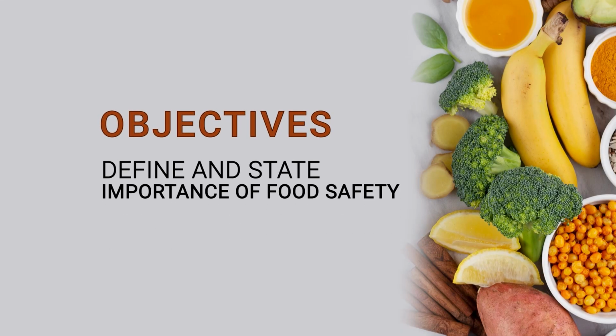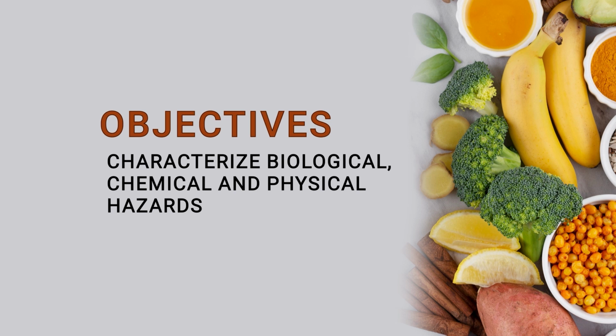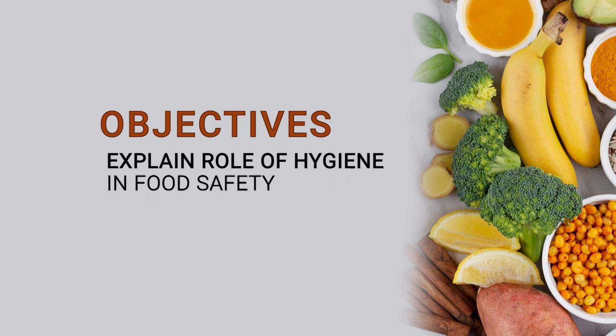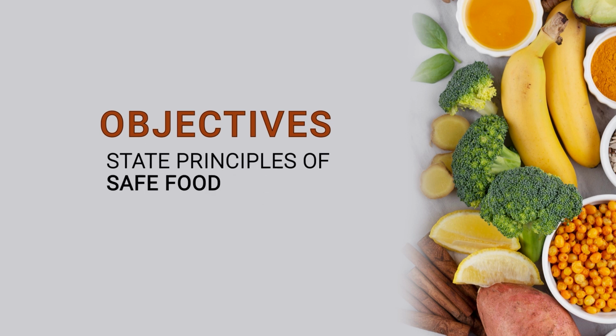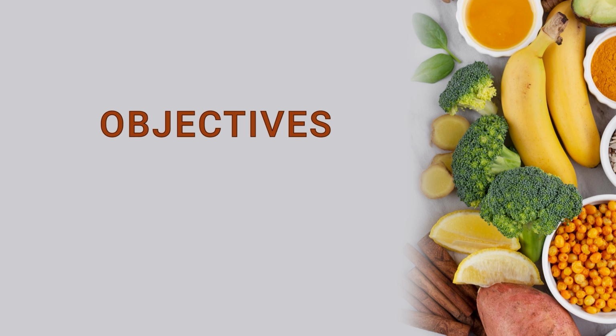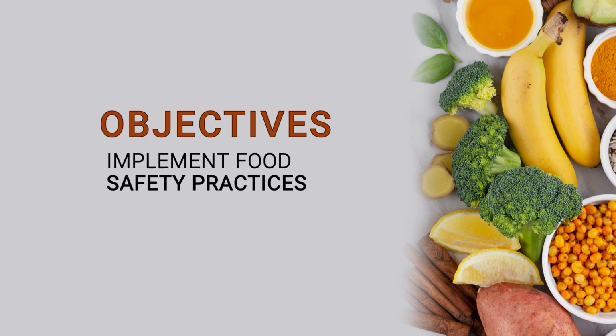The objective is to refresh our fundamentals, and this session will focus on four aspects. First, you will be able to define and state the importance of food safety. Next, you will be able to characterize biological, chemical and physical hazards. You will be able to explain the role of hygiene in food safety, state the principles of safe food, and implement food safety practices.